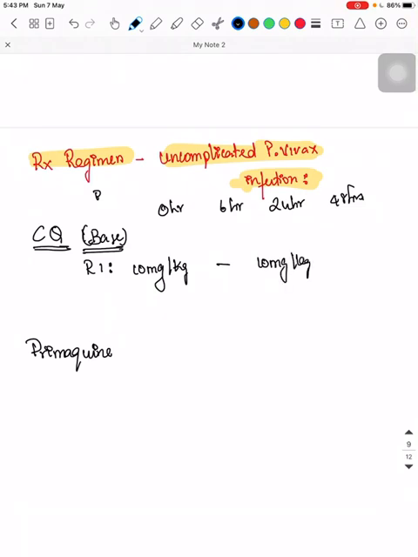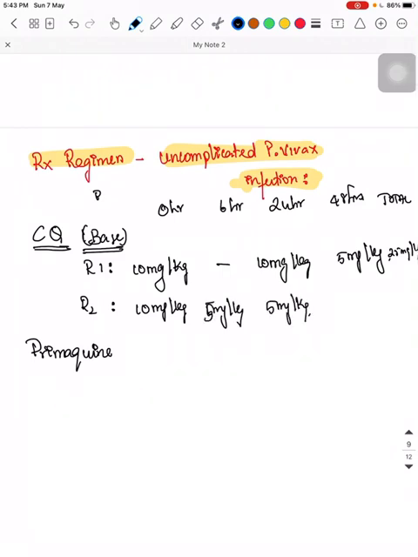Regimen number 1. When the person is diagnosed to have malaria, infected with Plasmodium vivax, we give at the time of diagnosis chloroquine at the dose of 10 mg per kg and repeat the dose of 10 mg per kg after 24 hours and again 5 mg per kg after 48 hours. So the total is 25 mg per kg.